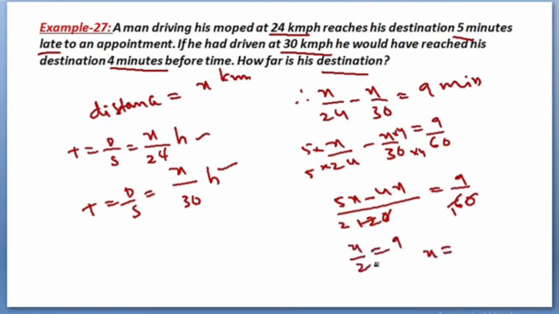Then x is equal to 9 multiplied by 2, so x is equal to 18. So the total distance is equal to 18 kilometers.